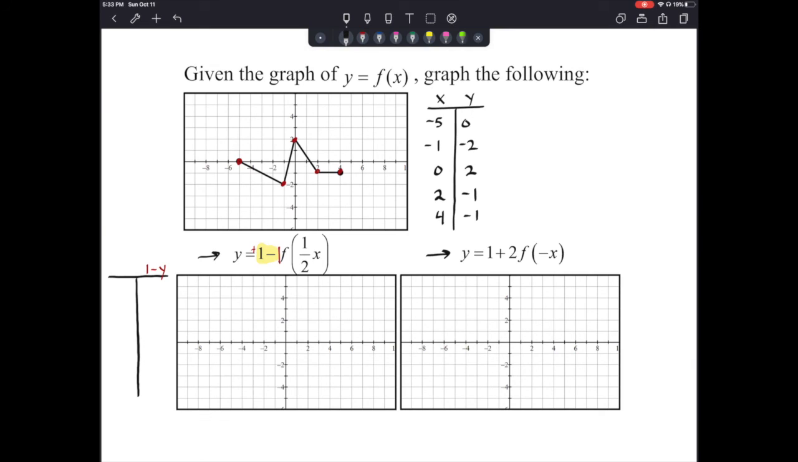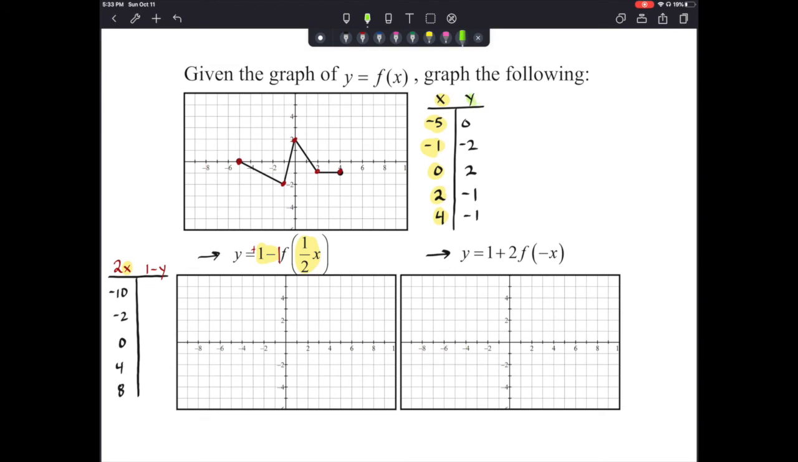For our x values, remember, that's coming from inside the grouping symbols. So 1/2 times x is essentially x divided by 2, which means the inverse is going to be 2 times x. And now we're just going to take these x values and plug them in for x. You're going to double each of those. So negative 10, negative 2, 0, 4, and 8.